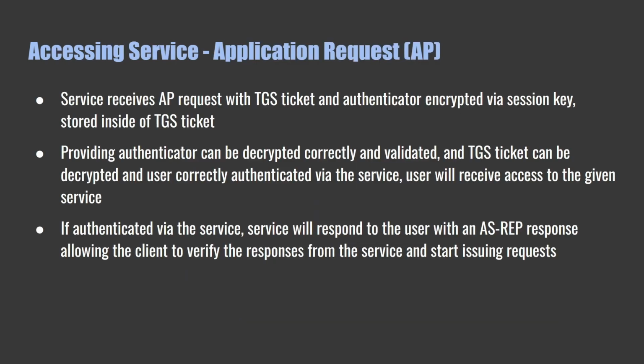So accessing the service, the application request AP. The service receives the AP application request with the TGS ticket inside, and the authenticator encrypted via the session key and stored inside the TGS ticket. Providing the authenticator can be decrypted correctly and validated, and the TGS ticket can be decrypted and the user correctly authenticated by the service, the user will receive access to the given service.